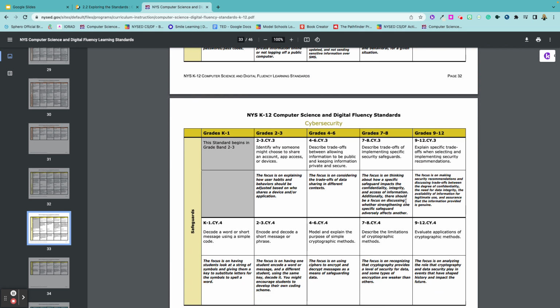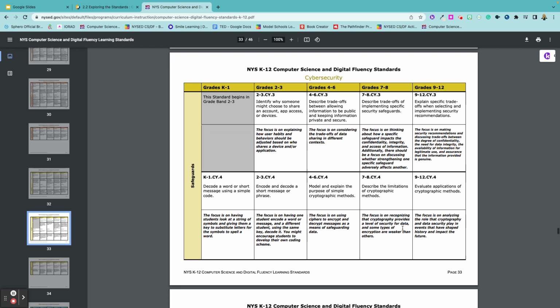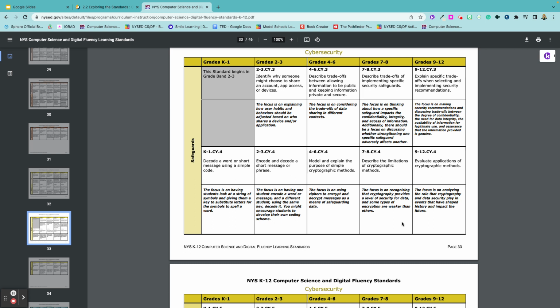Continuing on with safeguards, we're going to go on to number 3, describe the trade-offs of implementing specific security safeguards. The focus is on thinking about how specific safeguard impacts the confidentiality, integrity, and access of information. Additionally, there should be a focus on discussing whether strengthening one specific safeguard adversely affects another. So here you could be talking about the fact that at school they use Safe Search within Google, but at home they may have more access to the different images and so on. And you can talk about how that impacts their confidentiality or their data.